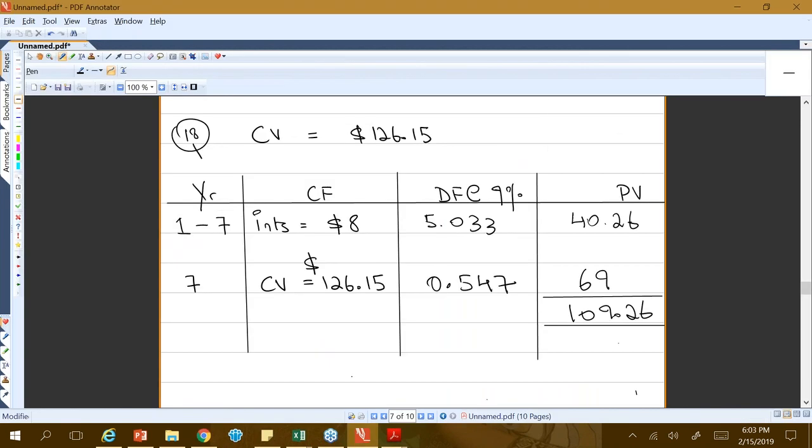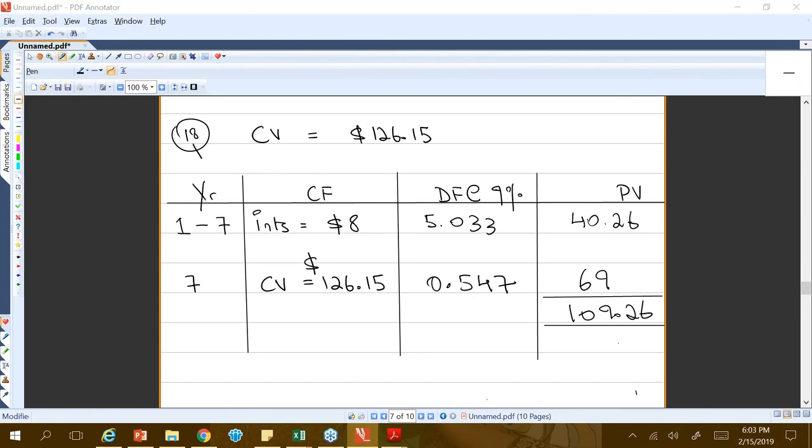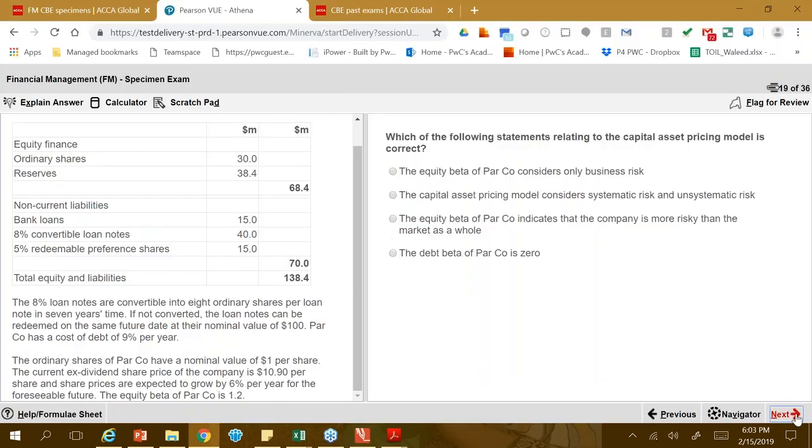So just going over this calculation again, and I've done nothing differently here, to be honest. I've just taken the interest, which was the cash flow, and discounted that at 9%, and I took the conversion value and discounted that at 9% as well to find the market price. So that was 18. Next question.